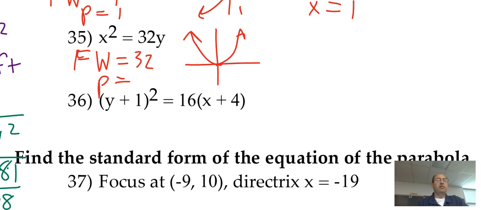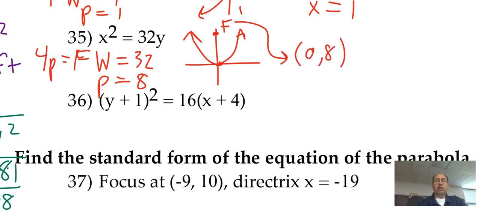What is 1p? If 4p is equal to 32, what's 1p? 8. So I have to go up 8 units to find the focus. So what is that coordinate? 0, 8. Okay, what is the directrix that's down here? Oh, you're killing me. Okay, y equals negative 8. Thank you.